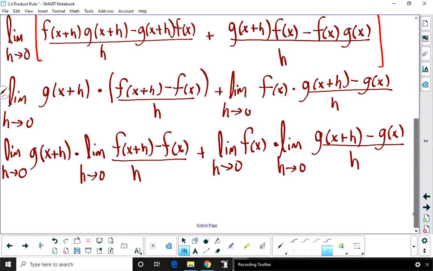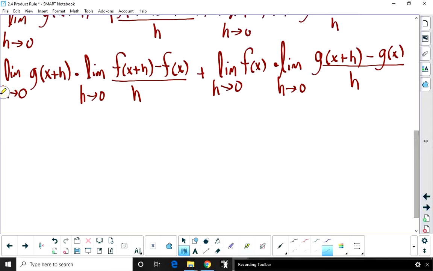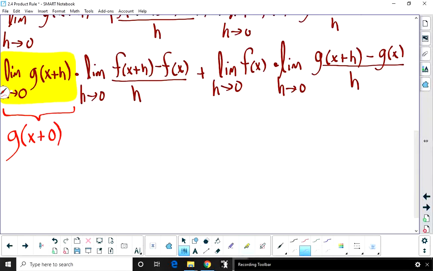Now, can you evaluate this limit? Well, yes, you can. You just put h equals 0 in. So that limit is equal to g of x plus 0. Can I evaluate this limit? Well, I'm not going to evaluate this limit. This limit is the derivative of f of x. It's f prime of x. Right? F of x plus h minus f of x all over h taken as a limit. When h approaches 0 becomes the derivative.